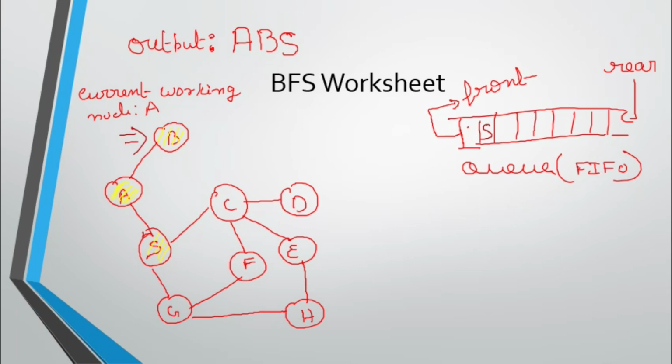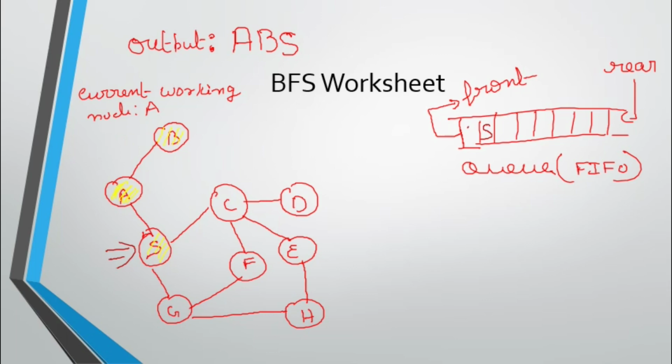Now in B, what do we have? From B we cannot go anywhere. So once again, you have to go to the next element in the queue. The next element in the queue is S. So you visit S, and remove B.